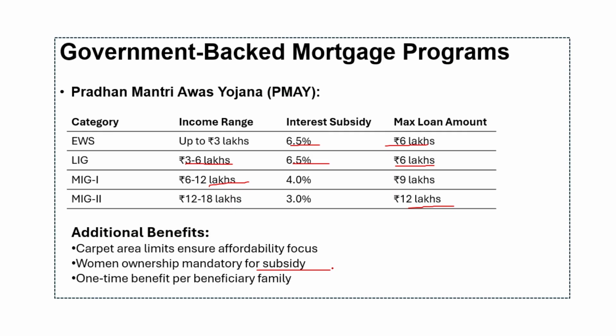So subsidy is also calculated upfront using NPV methodology and credited to the borrower's loan account, providing immediate benefit rather than annual adjustments. This scheme has revolutionized affordable housing access in India, making home ownership feasible for millions of middle and lower income families.